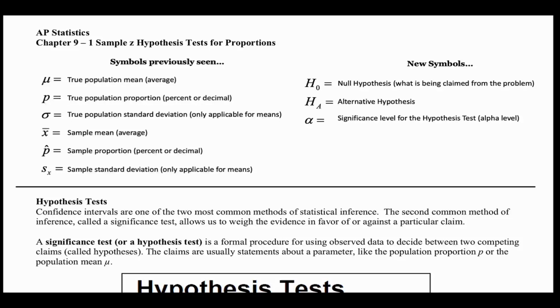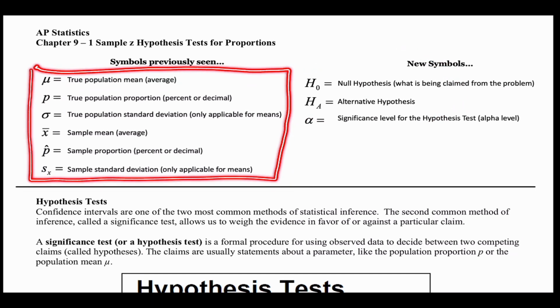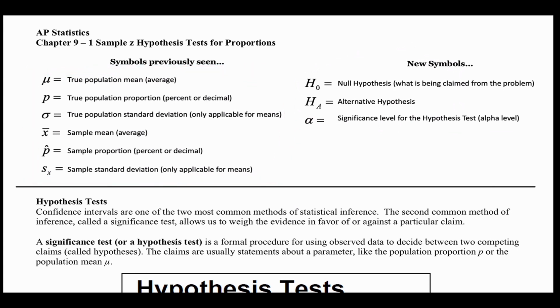So like I said, the symbols that we've seen before are on the left. We're going to add 3 new ones today. Okay. I'll explain what they are. So these guys over here, brand new. Don't worry about them because we'll talk about them. These guys over here, you've seen before. These are the ones that you're going to continue to see and you've seen before.